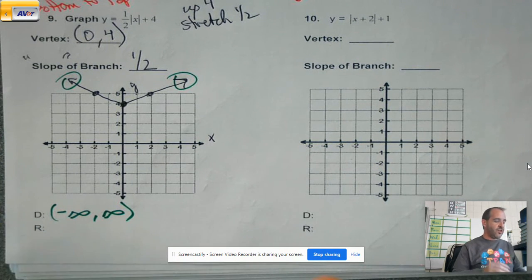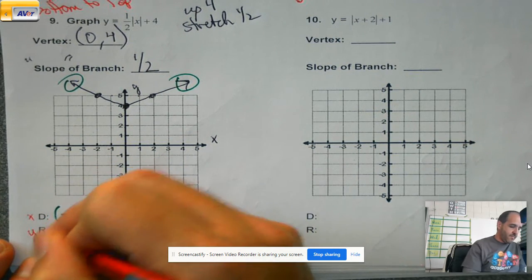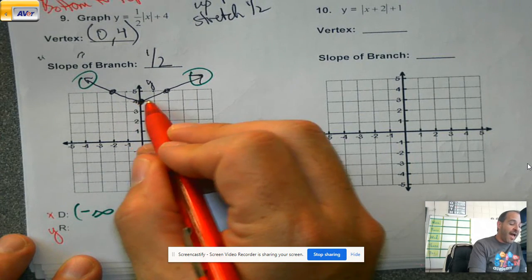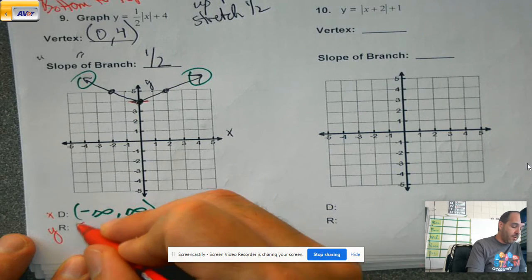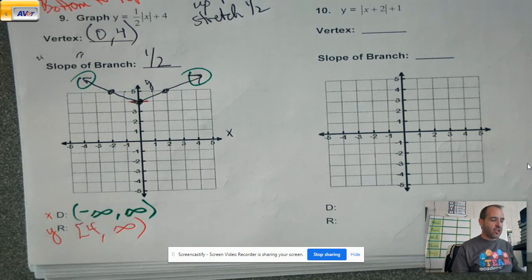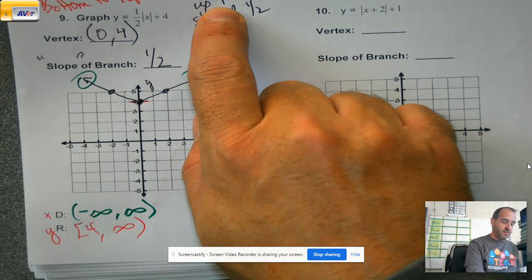Okay? So we've stretched it, we've shrunk it, we've shifted it. Doesn't make any difference. Range, though. Where's the bottom of my graph? Right here. What's the y value right here? 4. It goes up forever. So what changed between this one and the last two that we did where the range was 0? We had an upshift.